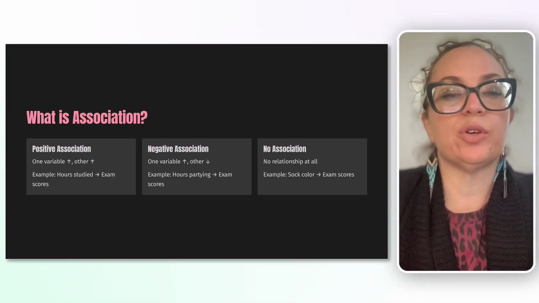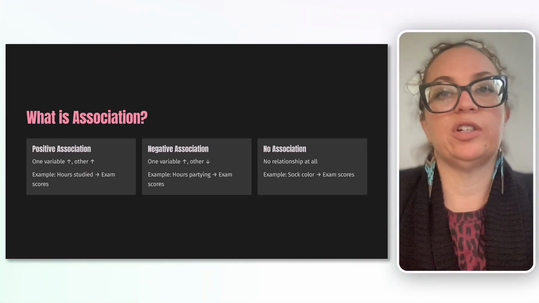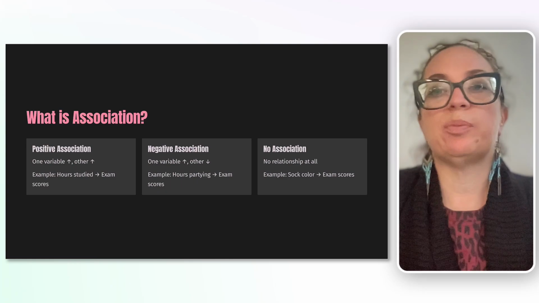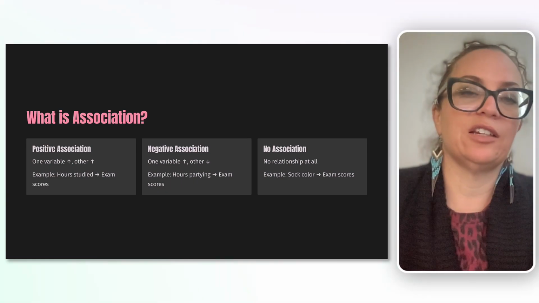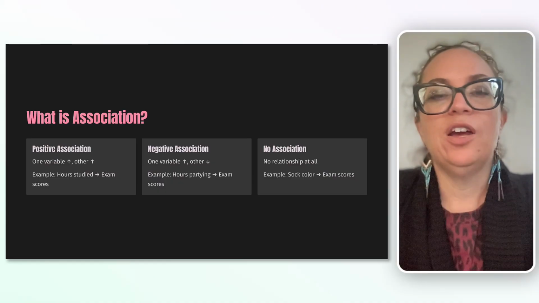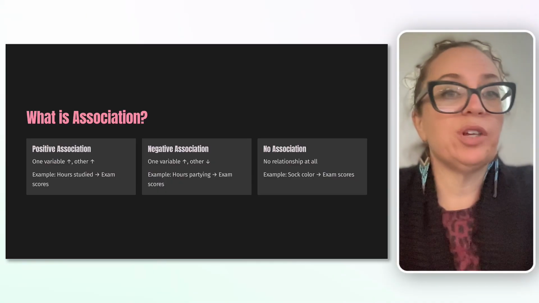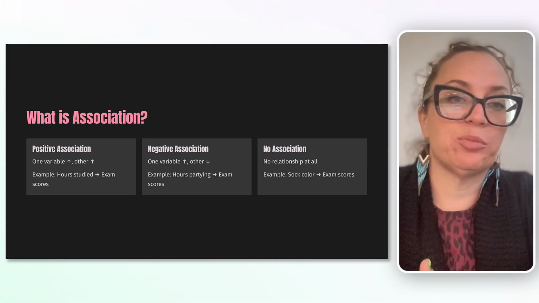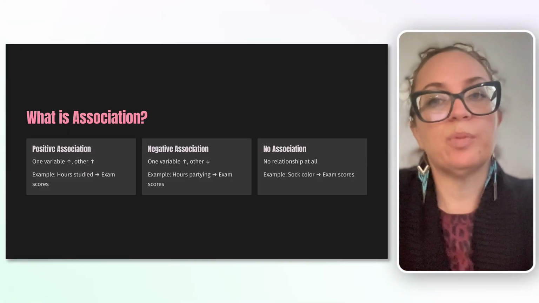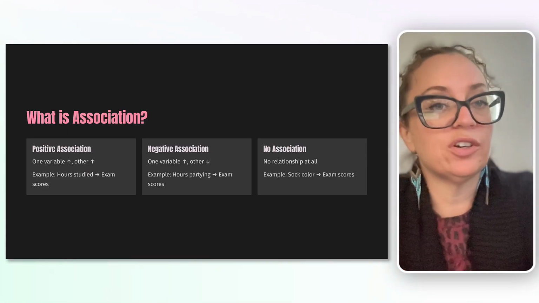Second is negative association. When one variable goes up, the other goes down. For an example, hours spent partying the night before an exam and exam scores. The more you party, the worse you do. That's a negative association. Shocking, I know. Third is no association. Sometimes there's just nothing, no relationship at all, like the color of your socks and your exam performance. Purple socks don't make you smarter. Sorry to disappoint you if you were counting on that.